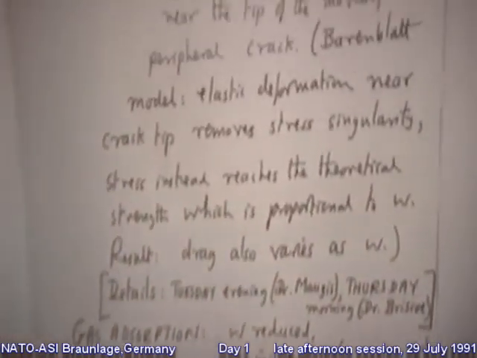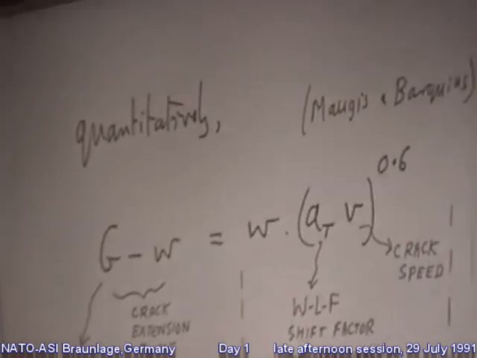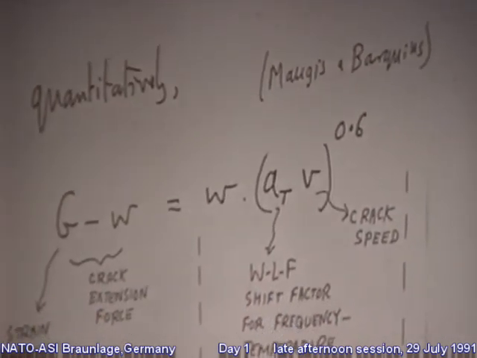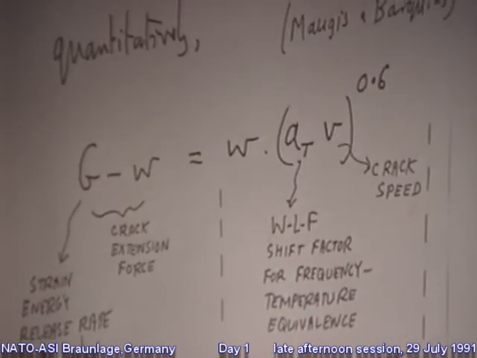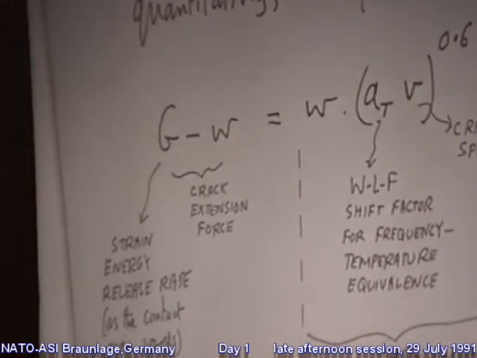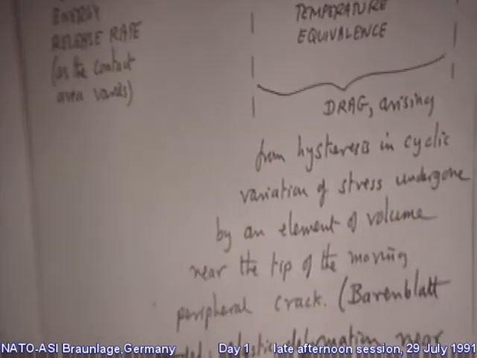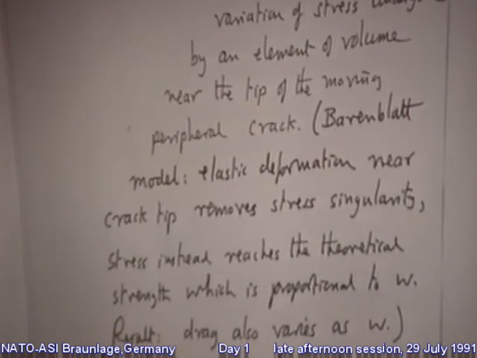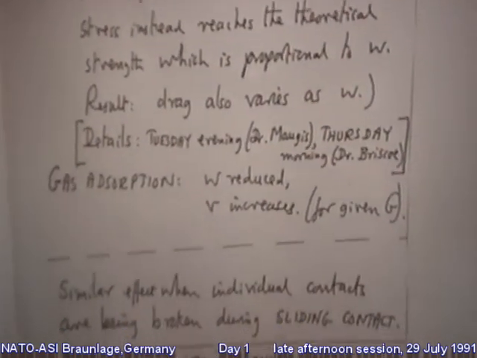The drag arises from the fact that there is hysteresis in the cyclic variation of stress undergone by an element of volume near the tip of the moving peripheral crack. And I've put down a note there about one of the various models that's been used to describe it. And I'm sure that there are similar effects taking place when individual contacts are being broken during sliding contact.